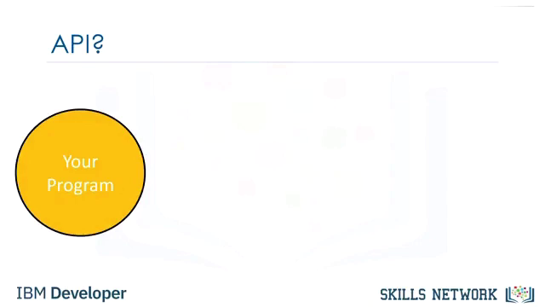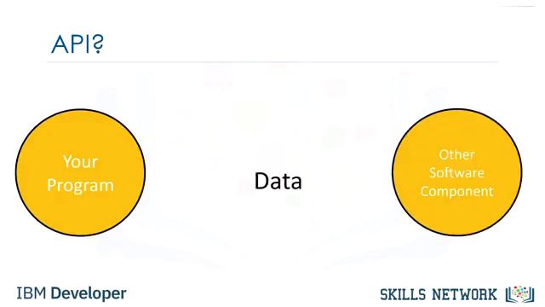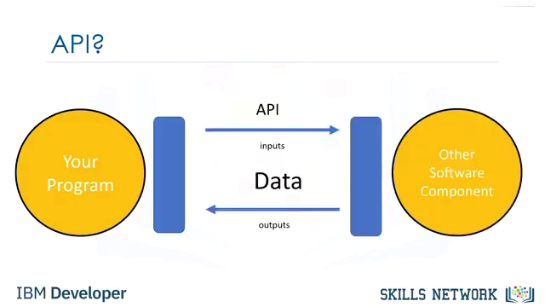For example, you have your program, you have some data, you have other software components. You use the API to communicate with the API via inputs and outputs. Just like a function, you don't have to know how the API works, but just its inputs and outputs.